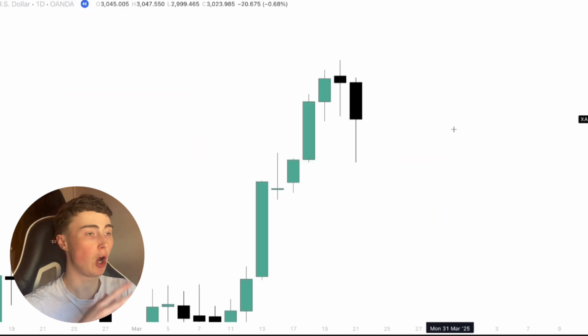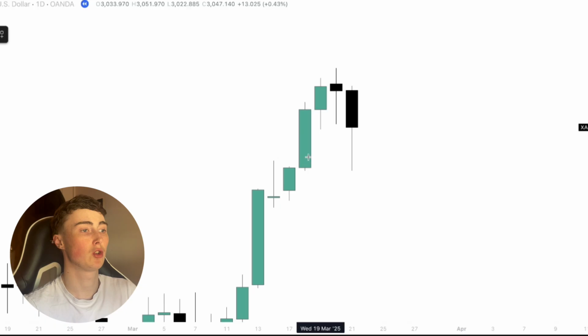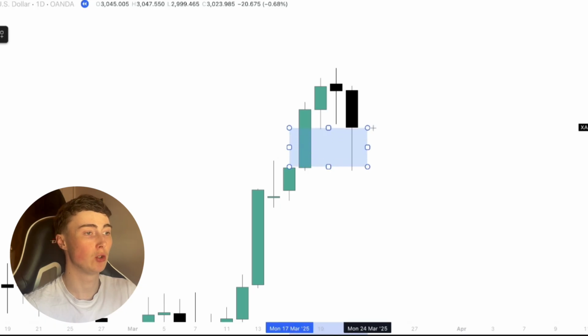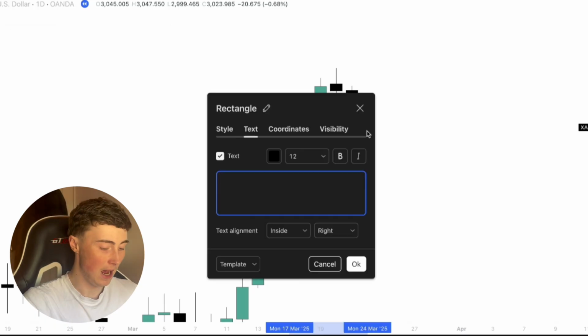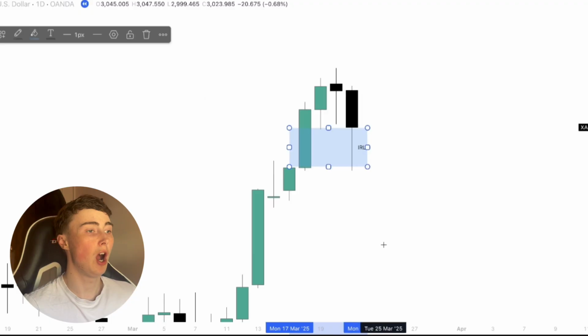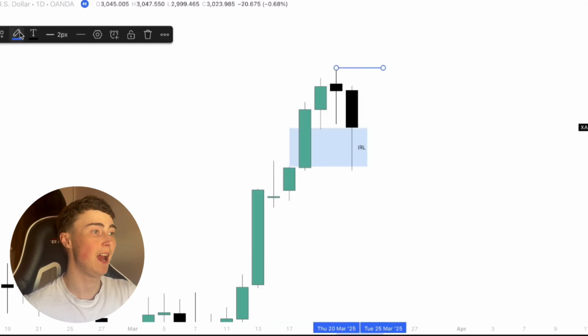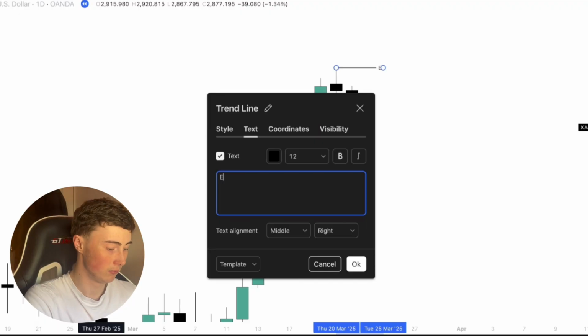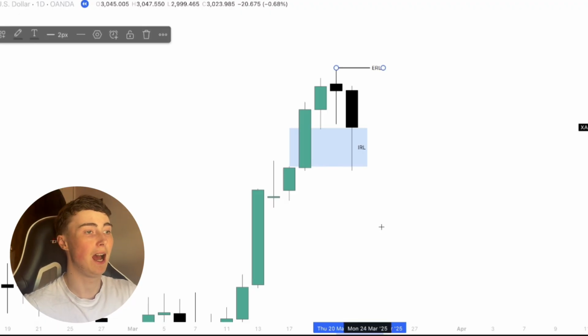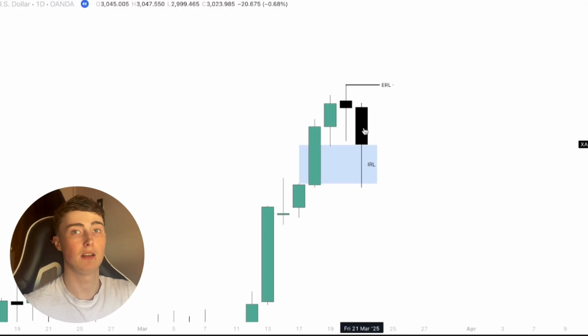So let me show you a couple of examples of what I'm talking about. So here on gold, price retraced into this internal range liquidity, okay? And from there, I was ideally anticipating an expansion towards this external range liquidity. And if we have a look at the days of the week, this is Friday. Friday tagged this internal range liquidity, filling it in. So going into next week, I wanted to see price push to the upside.